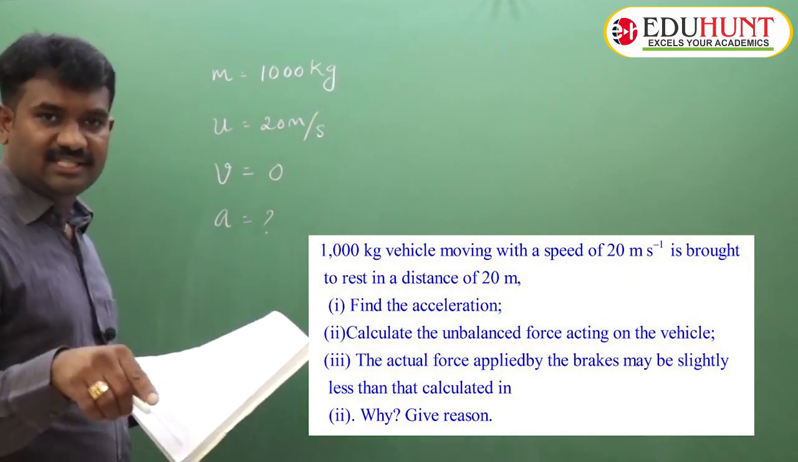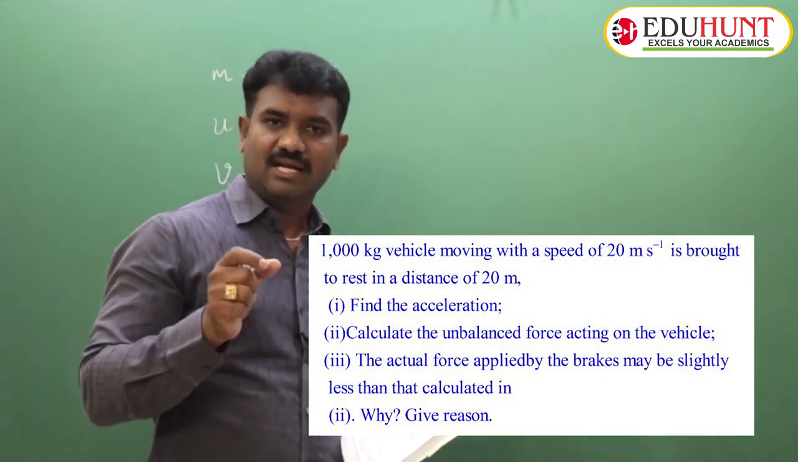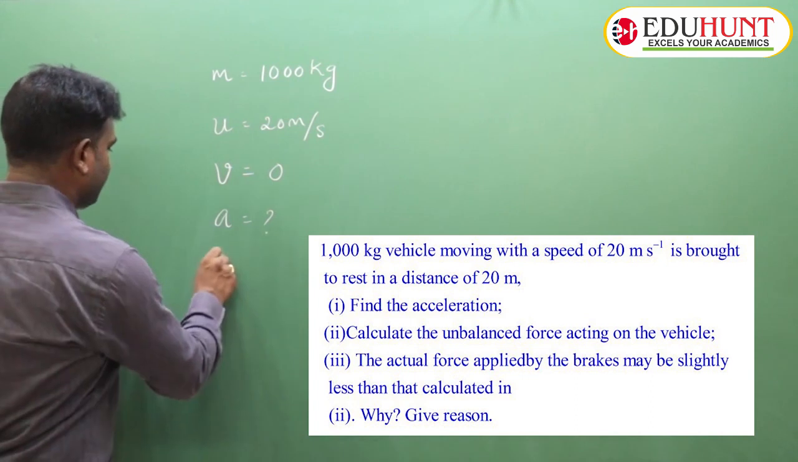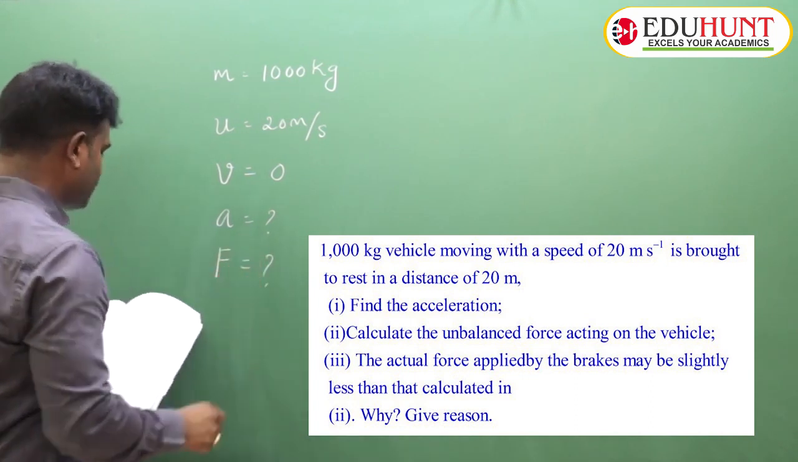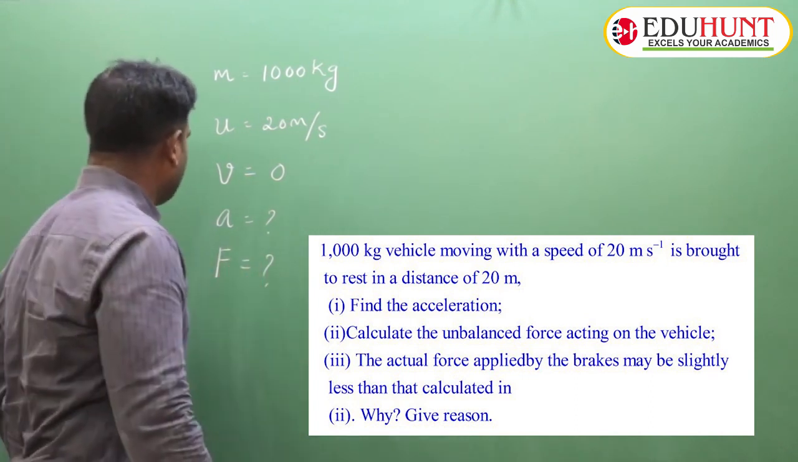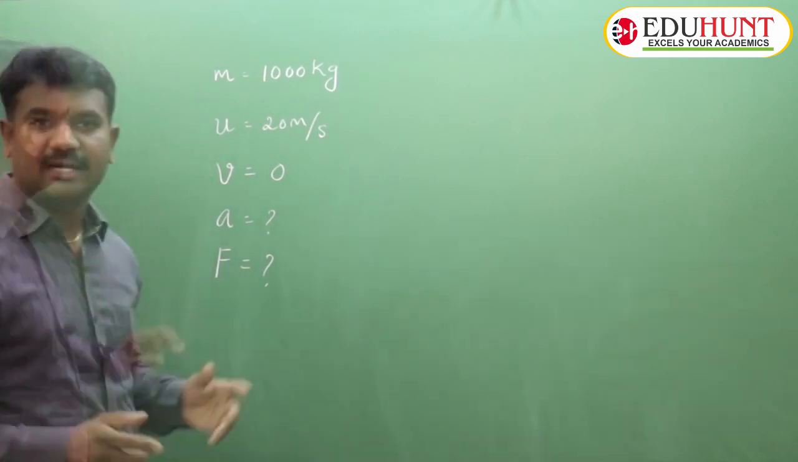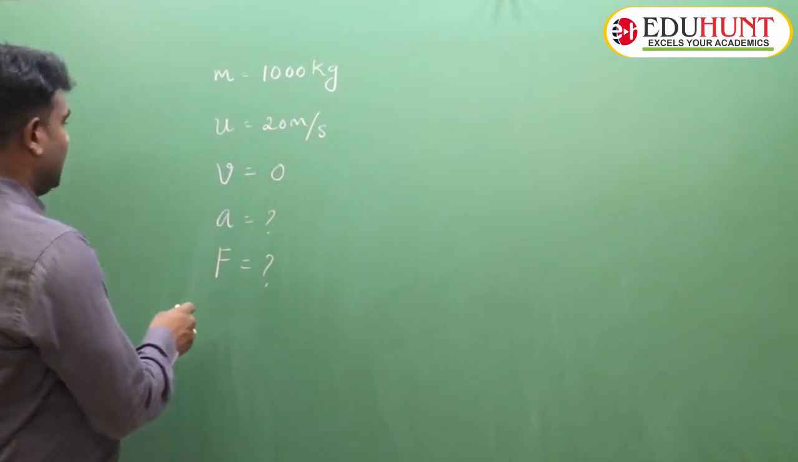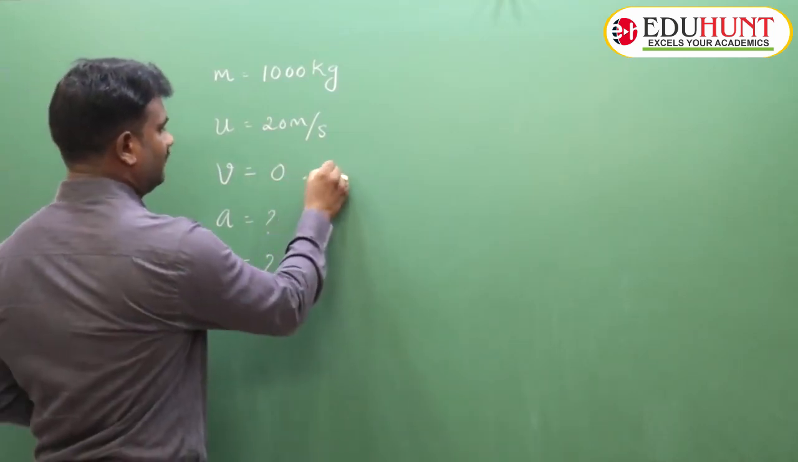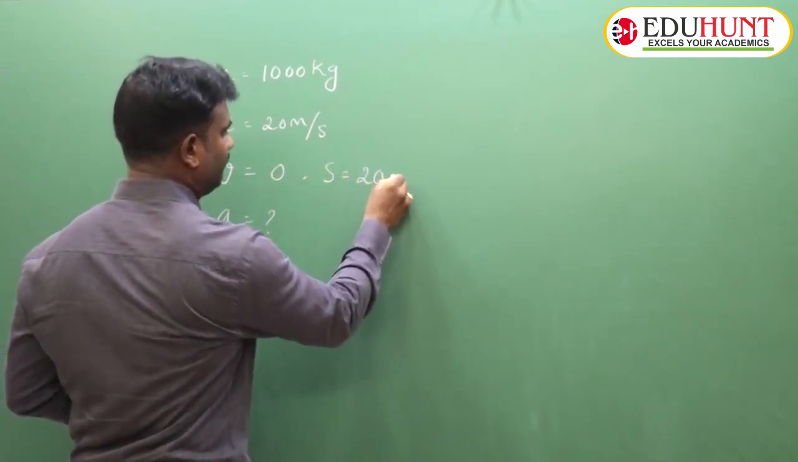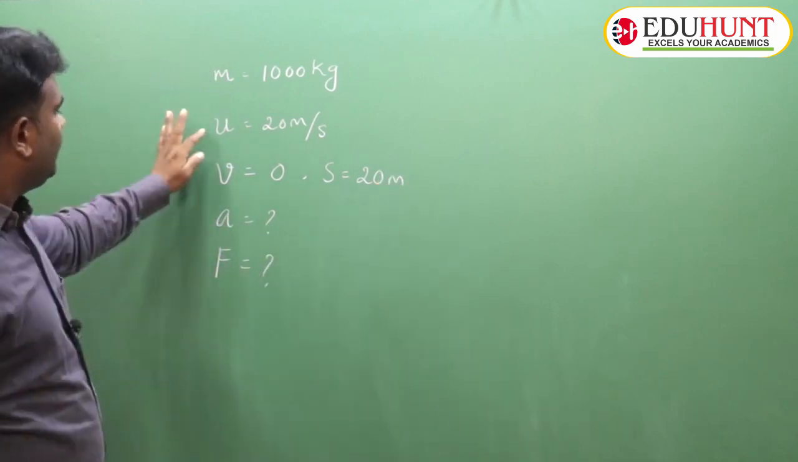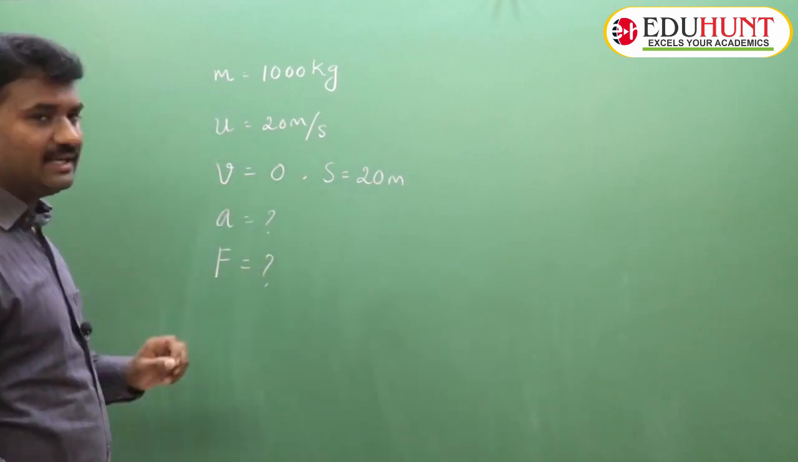So it is brought to rest, which means some brake force is applied. He is asking us to find the brake force, F is equal to how much? So it's very simple. How to find this acceleration? V is known, U is known, and also it is given that it is brought to rest in a distance of 20 meters. So when V, U, S are known, how to find the acceleration?